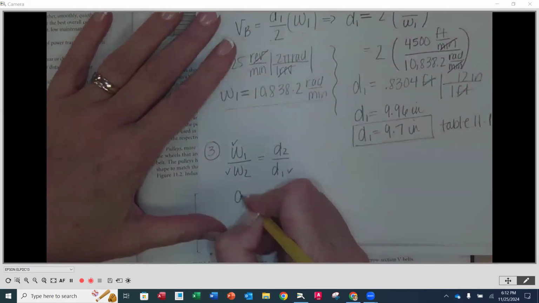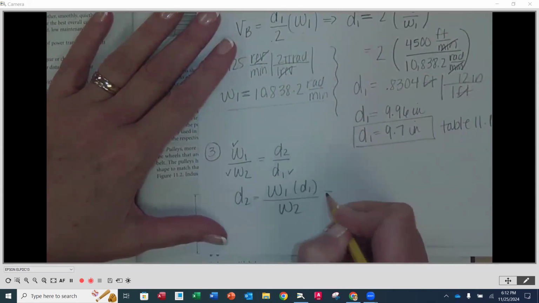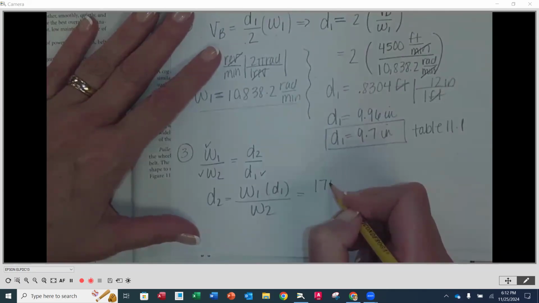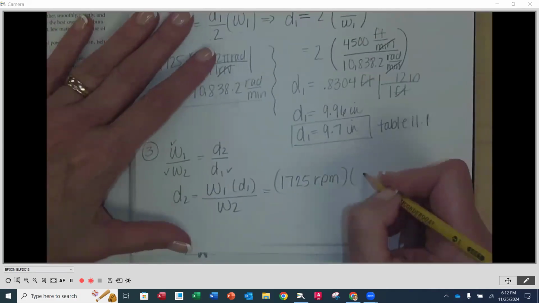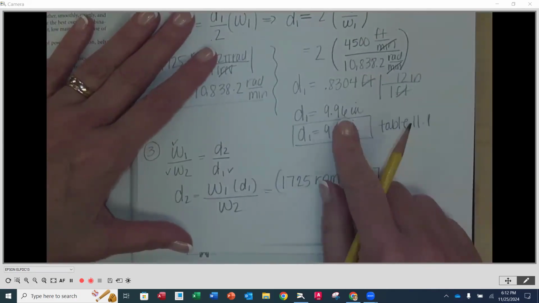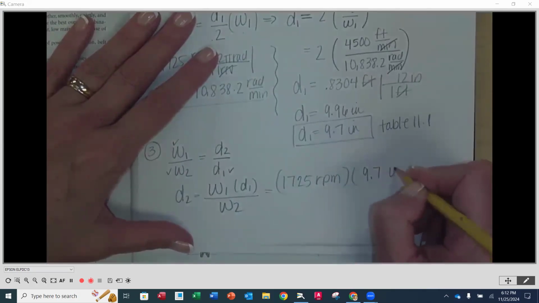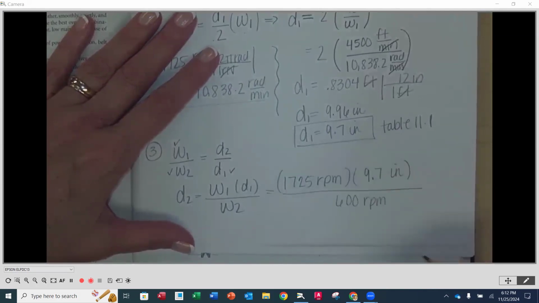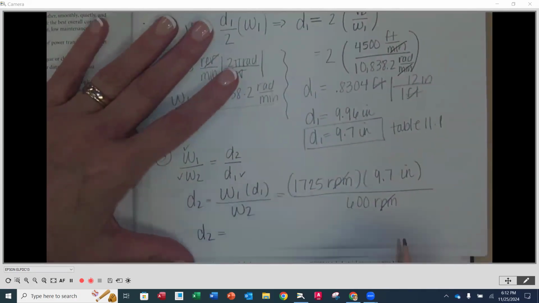So D2 is going to equal W1 times D1 divided by W2, right? So we know W1, this is just a ratio, so we can go back to the 1725 RPMs, times the diameter that we just chose from our commercial table. Don't use the 9.96. We want to use the one that we actually pulled from table 11.1. That's inches, divided by what we want to try to get really close to, which is going to be 600 RPMs. Top and bottom, our RPMs cancel. What do we end up with for D2?